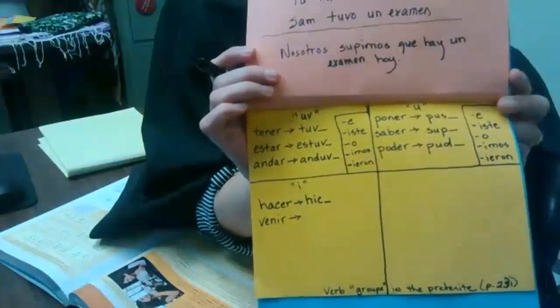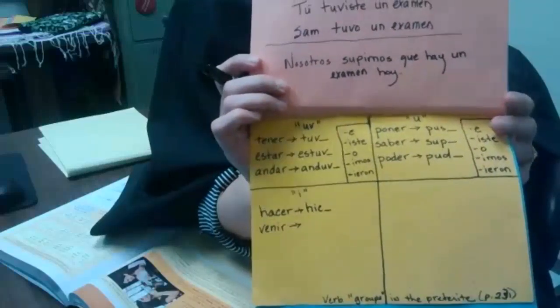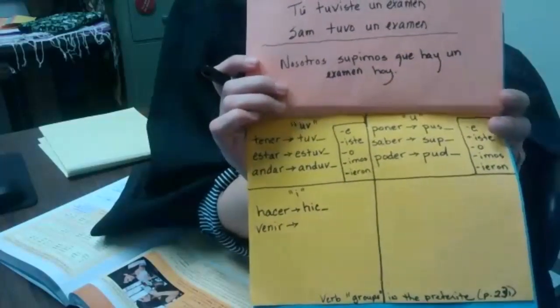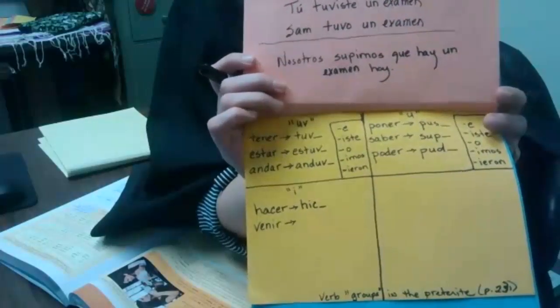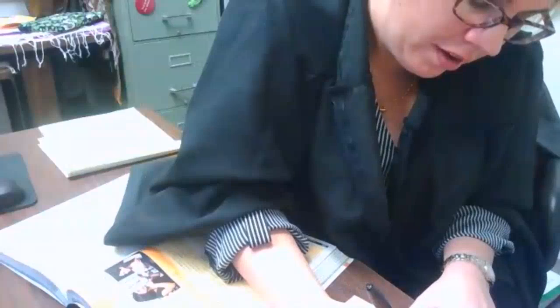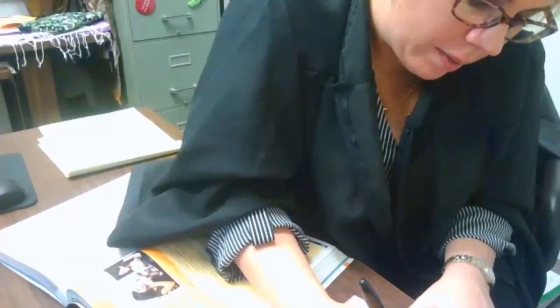Venir. Venir means to come in Spanish. And it's a yo-go verb. And it conjugates just like tener. So, vengo, vienes, viene, venimos, vienen in the present tense. In the past tense, it gets a new stem, and its new stem is V-I-N, which is "vin."